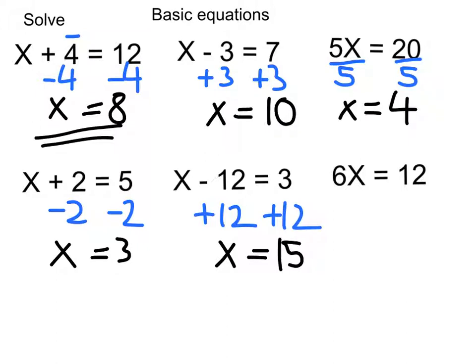Same for the second one. 6x equals 12. Well, it's 6 times x, so I'm going to divide both sides by 6. The x is cancelled on the left-hand side, so I'm just left with x is equal to 2.